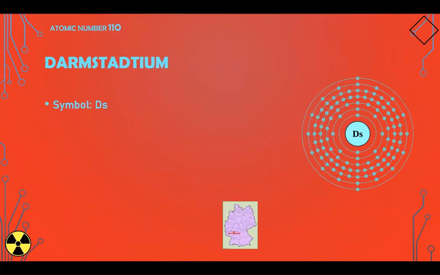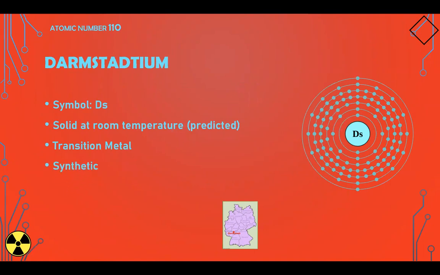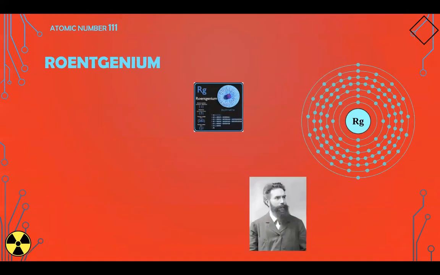Darmstadtium, symbol Ds, solid at room temperature, that's what's predicted of it. It's a transition metal with the atomic number 110. Eight more elements left. It's synthetic. It is radioactive. Darmstadtium is named after Darmstadt, Germany. I hope I'm pronouncing that right, Germans. Darmstadtium has no uses yet.